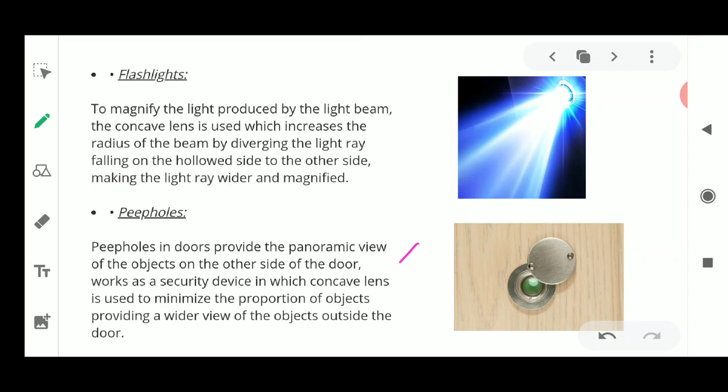So for adjusting all these views, you are using a combination of concave lenses, so that you could minimize the proportion of the object. Okay, you could focus the object from wherever it is present. Either the person is present very far off, then also you can see. If the person is present very close to the peepholes, you could also see through them very nicely and very clearly.